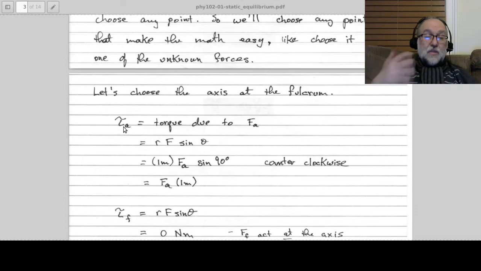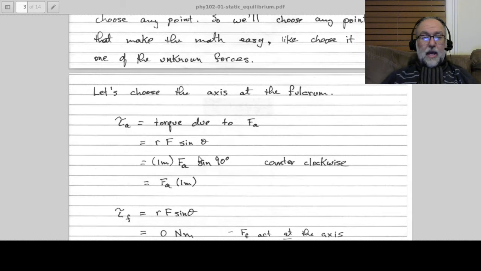So let's do the torque due to the applied force. Remember, every force has a potential torque associated with it. There were three forces: the applied force Fa, the fulcrum force Ff, and then the load Fg. Each one of those has a torque associated with it.